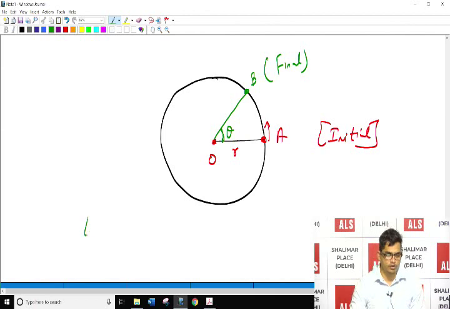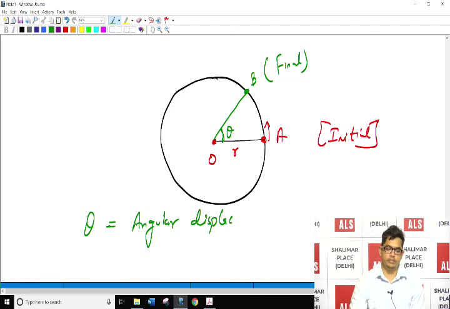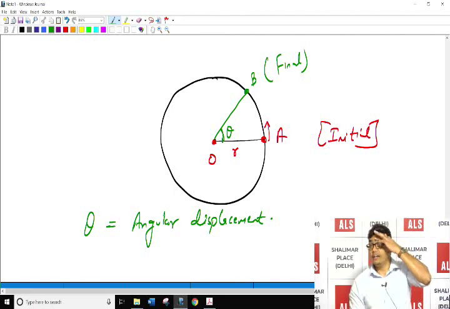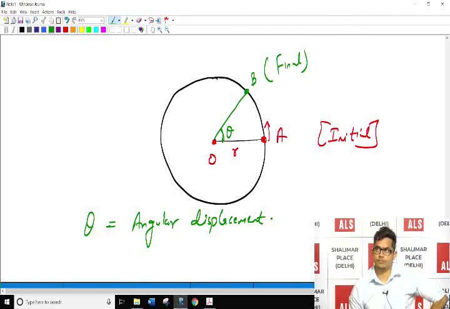This theta is known as angular displacement. It is the angular displacement.